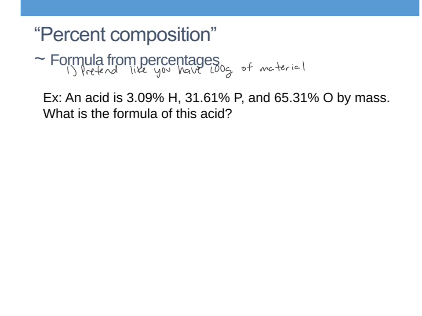If I have 100 grams of this material, whatever this acid is, that's 3.09% hydrogen, 31% phosphorus and 65% oxygen, and these are by mass. If I have 100 grams of that, then I know 3.09 grams are hydrogen, 31.61 grams are phosphorus, and 65.31 grams are oxygen. So if you pretend you have 100 grams of this stuff, you start with grams, and then you convert those grams into moles. That's our second step. So first, pretend like you have 100 grams of material, then convert grams to moles.